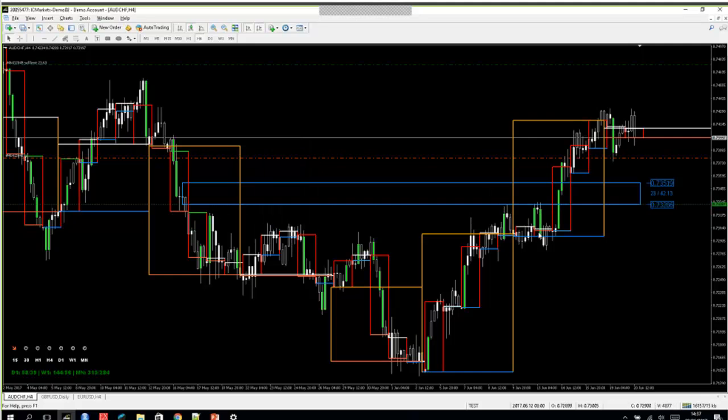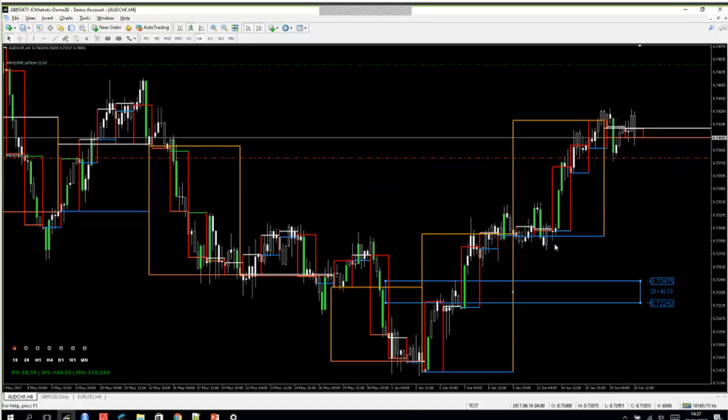That happened like that. We tested it once, twice, and then it cut through. And so this brings our attention to something down here. So what's the area of demand that took that out? Well, we have it just here. You can see it's pretty messy. There's a lot of trading in here.